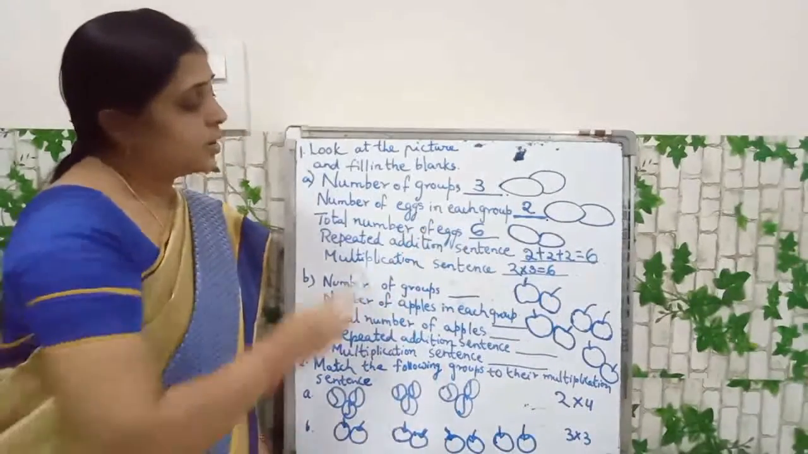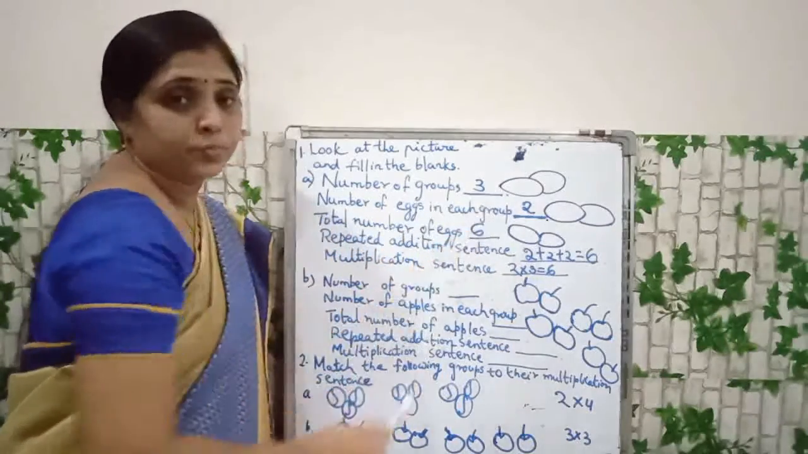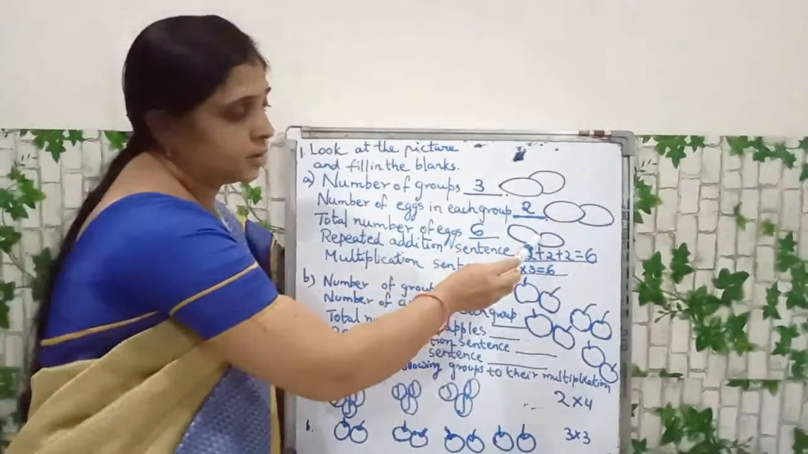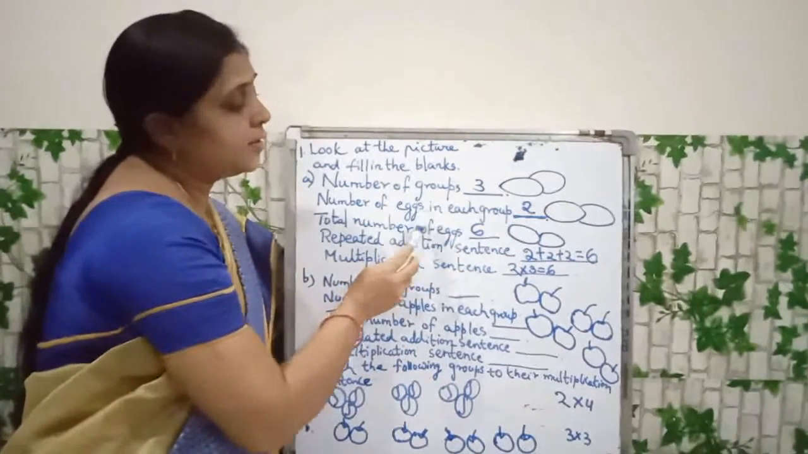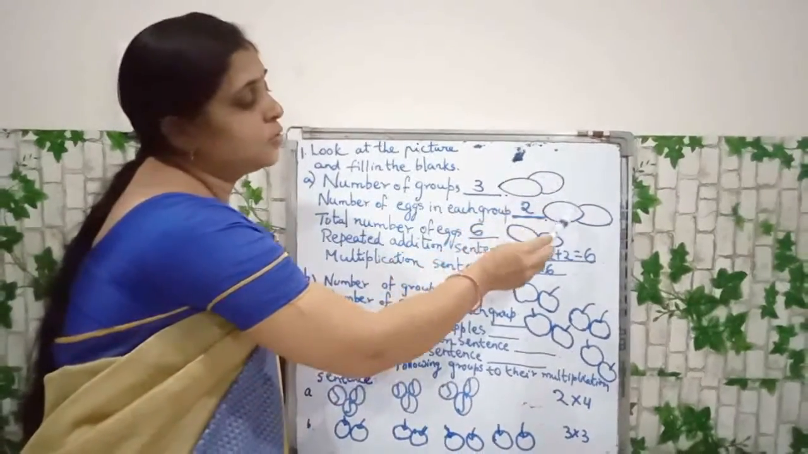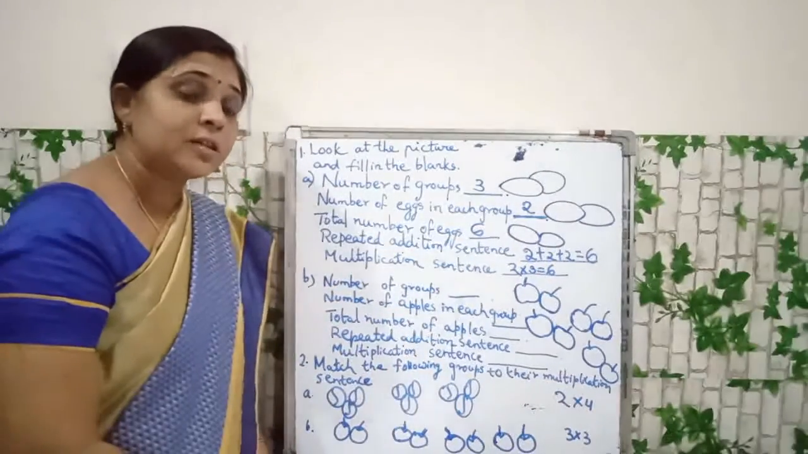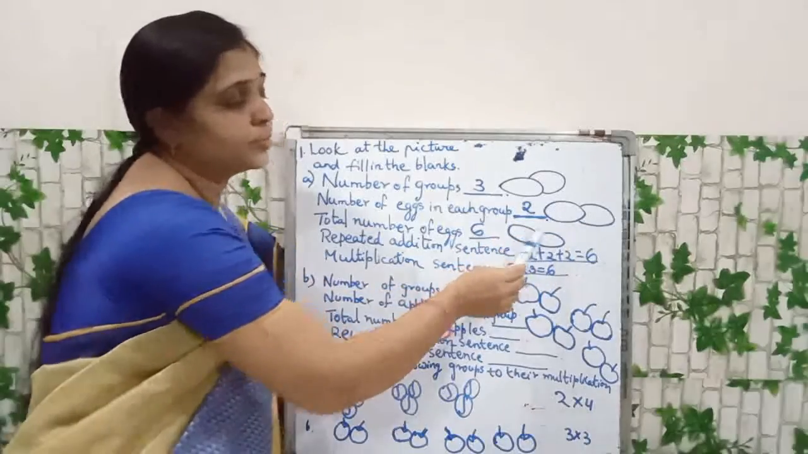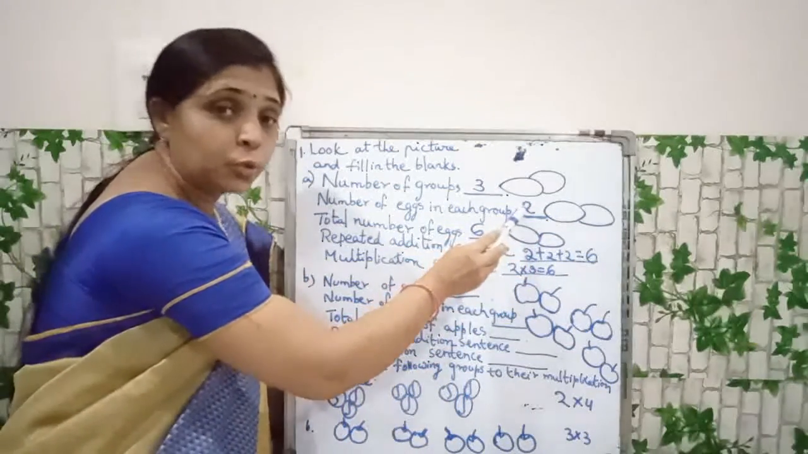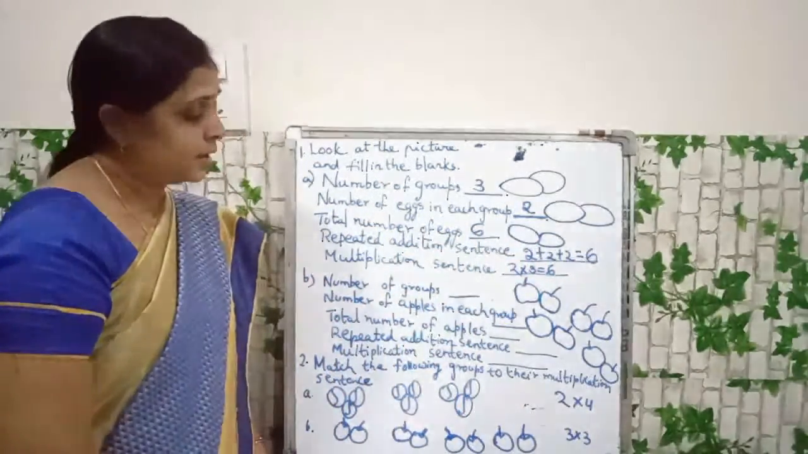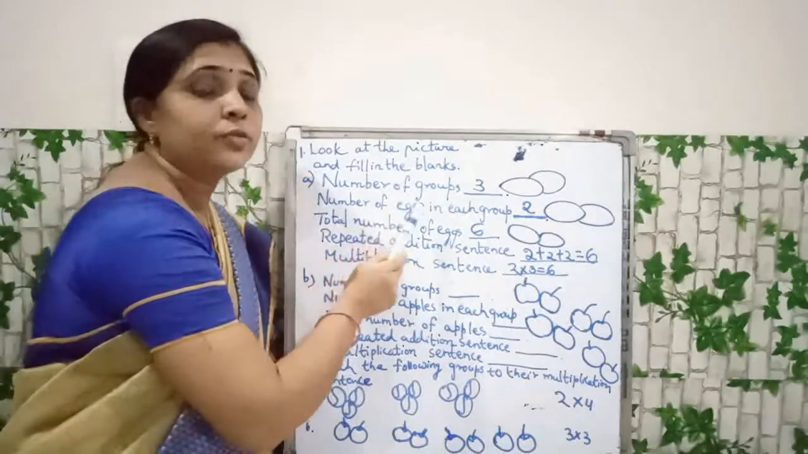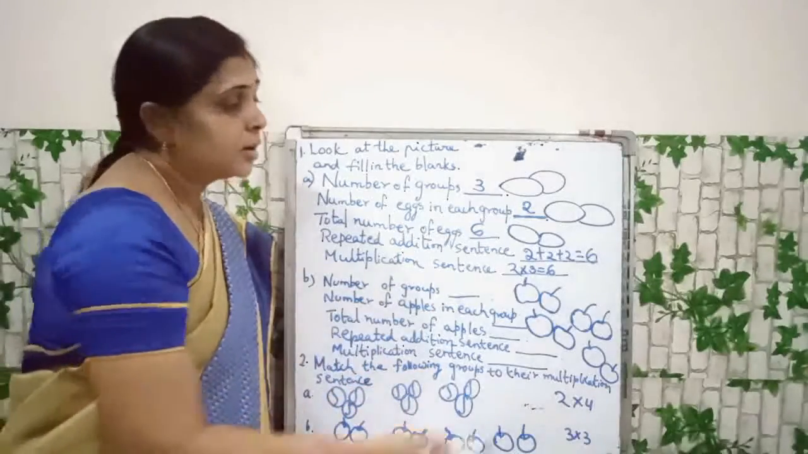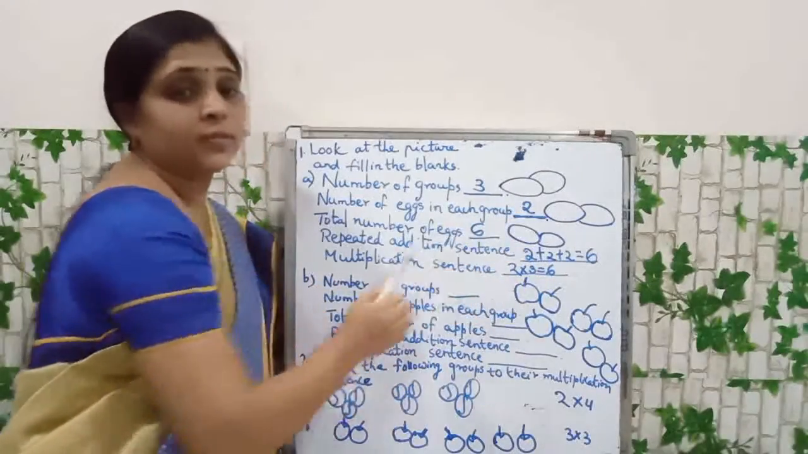Okay? Next, number of eggs in each group. I said here 3 groups are there. 1, 2, 3. In each group, how many eggs are there? 2 eggs. Yes? 1, 2, 1, 2. So you have to write 2 eggs in each group. Next, total number of eggs. How many in total? Total number of eggs are 1, 2, 3, 4, 5, 6.